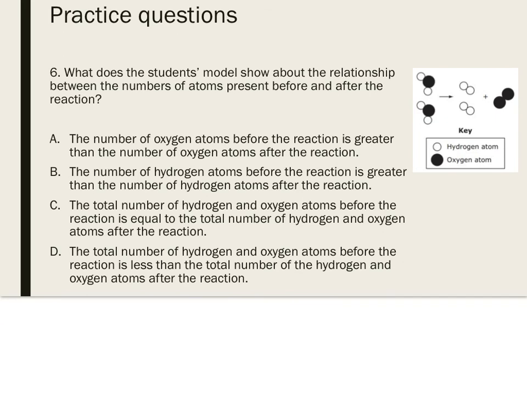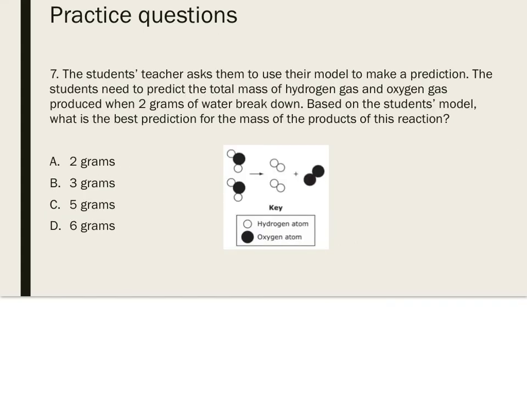So still thinking about all of that information, you've got number 6. What does the student's model show about the relationship between the numbers of atoms present before and after the reaction? Pause this, read through it, and see what you think. I'm going to go with C. The total number of hydrogen and oxygen atoms before the reaction is equal to the total number of hydrogen and oxygen atoms after the reaction.